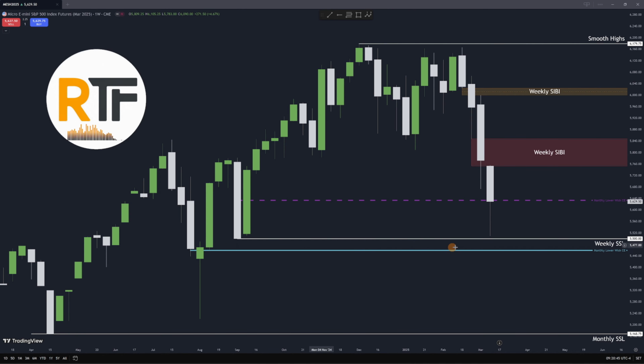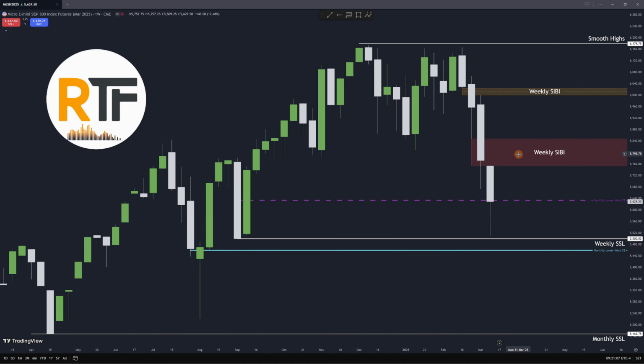So we do have a lot of sell side liquidity below these lows. I think it will get taken out eventually, but maybe not yet. Maybe we are due for a little bit of retracement because we have a pretty big drop right here. So I think it's going to go up. And as far as the upward target, this weekly SIBI here is going to be the closest one. I think we definitely can aim for that.